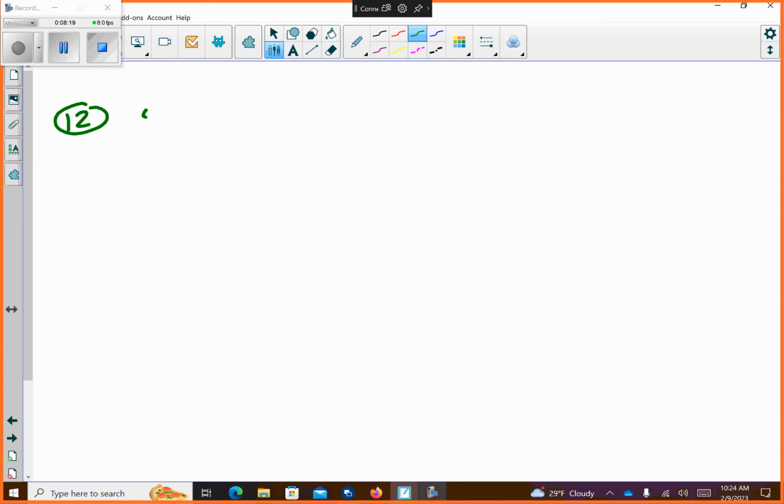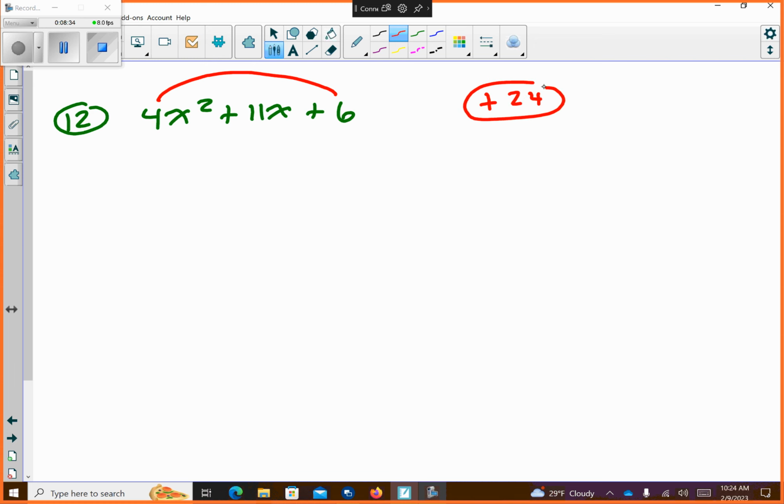Number 12. Okay. I don't have to put a 1 there because I got a 4. I'm going to multiply the first times the last. I get a positive 24. So what do we know about the signs? Are they both positive or are they both negative? They're both positive. If all the signs are positive, that's going to be a pretty good indicator.